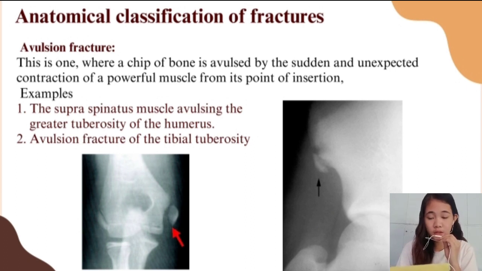Let's go now to greenstick fracture. Greenstick fracture is a partial thickness fracture where only the cortex and periosteum are interrupted on one side of the bone but remain uninterrupted on the other. They occur most often in long bones including the fibula, tibia, ulna, radius, humerus, and clavicle.